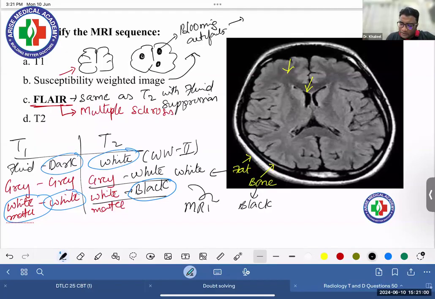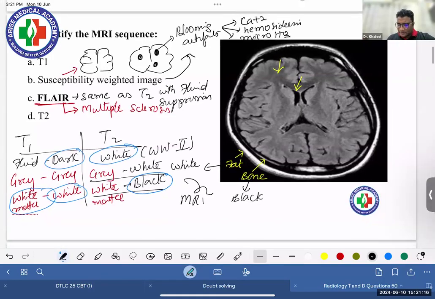And blooming artifacts are shown by which structures? They are shown by calcifications, hemosiderin, and microhemorrhages. So that is how you have to identify the sequence here. So this is FLAIR MRI. I hope you got this correct. Now let's come to the next one.